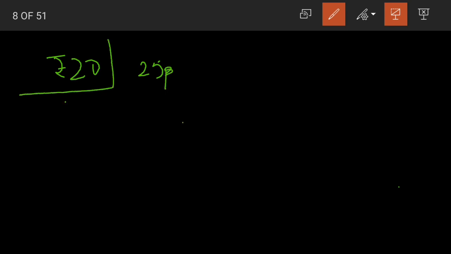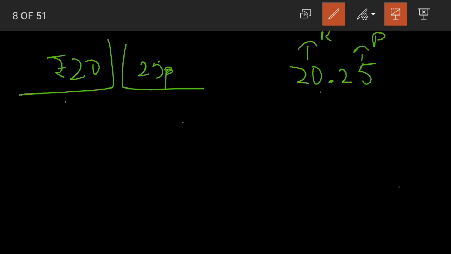Now 20 rupees are separate and paise are separate. So to separate these two, we'll put a dot or a point in between. This is our point which separates our rupees and paise. The numbers to the left are our rupees and the numbers to the right of the point are our paise.